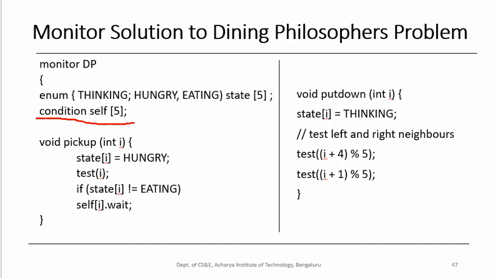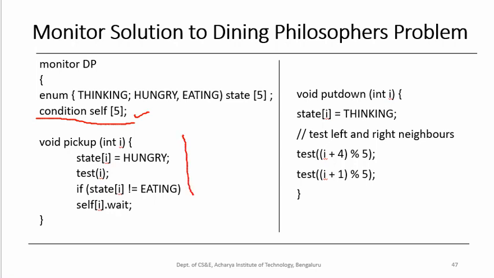I have defined condition variables. How many condition variables are there? 5 condition variables. In fact, it is an array having 5 elements. So any process can wait on these conditions. Let us first try to understand the statements which are there in the monitor. Then we will see how this monitor could be used.